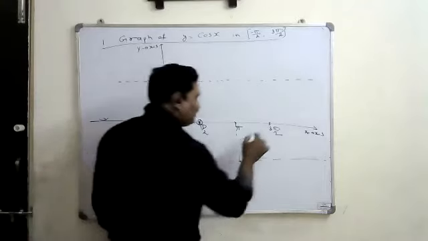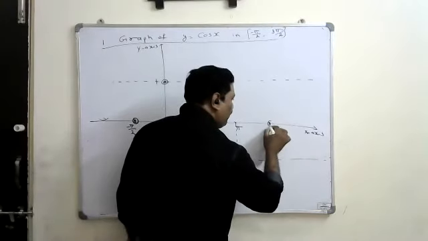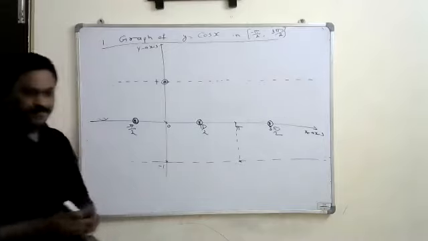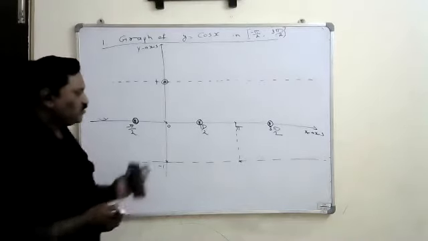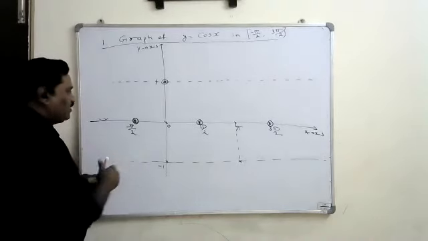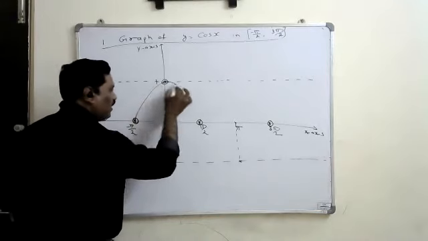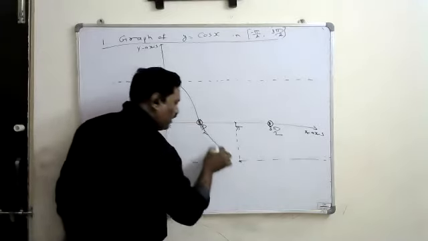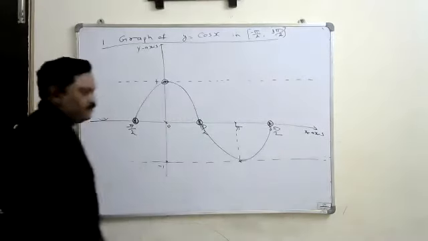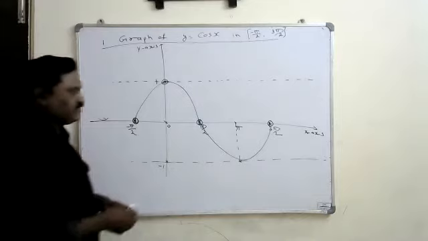Every odd multiple of 90, cos always gives 0. So if you join all these points, the graph of the cos is like that. It starts from 1 here, reaches 0, goes to minus 1, and again comes to 0. So this is the graph of the cos.